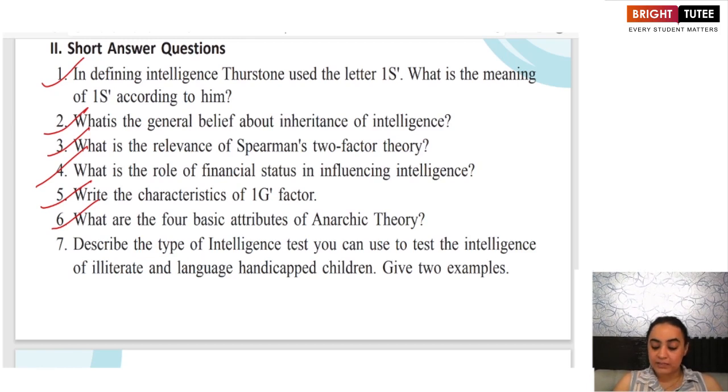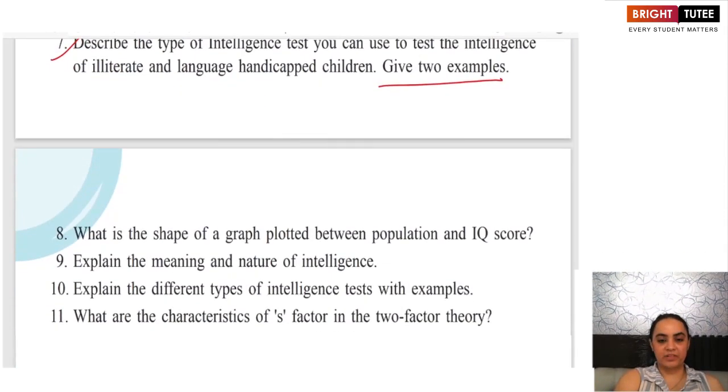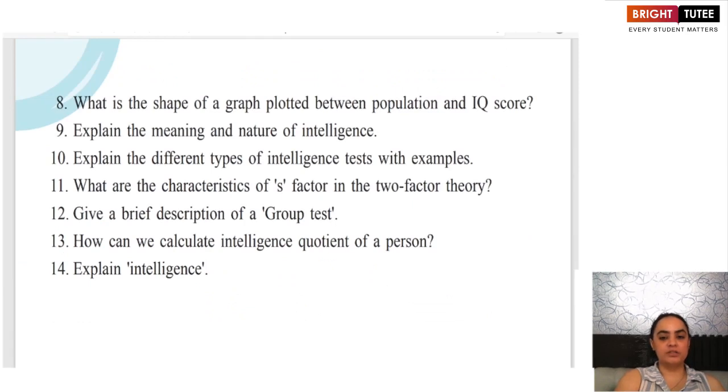Describe the type of intelligence tests you can use to test the intelligence of illiterate and language handicapped children. We have the non-verbal tests that can be used. For example, the tests that can be taken with the help of some diagrams, some pictures, some puzzles. What is the shape of a graph plotted between population and IQ score? It is a bell-shaped graph.